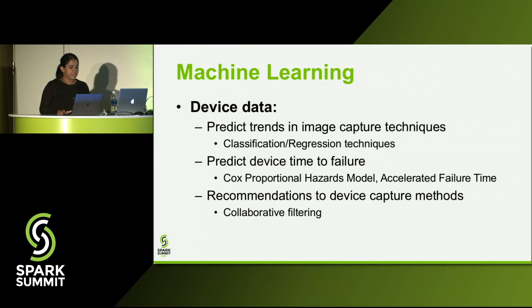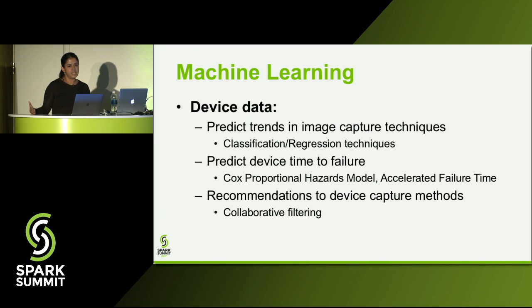And the third type of data: what can machine learning do for your device data? It can predict trends in image capture techniques. Again, your classifier or regressor can be used here. It can not just predict trends, but also device time to failure. The same proportional hazards model and the AFT that I mentioned can be used to predict failure not just of a person, but also of a device.